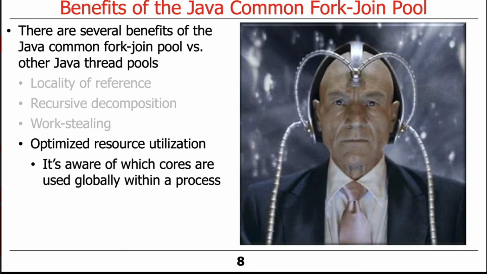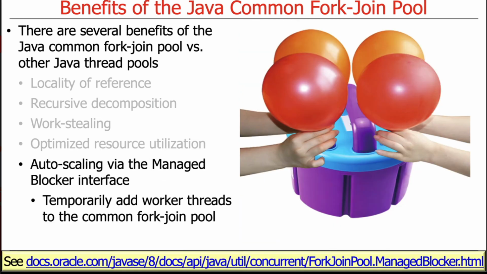Now we finally get into something that's really the common fork join pool benefit, which is optimized resource utilization. That's because the common pool can be aware of which cores are used globally within a process. I always think of Professor X from the X-Men with Cerebro, who can see everybody in the world and has a global view of what's happening in the world. That's kind of the way the common fork join pool works. Another thing the common fork join pool gives you is auto-scaling via the manage blocker interface that we talked about, which can be used to temporarily add worker threads to the common fork join pool.